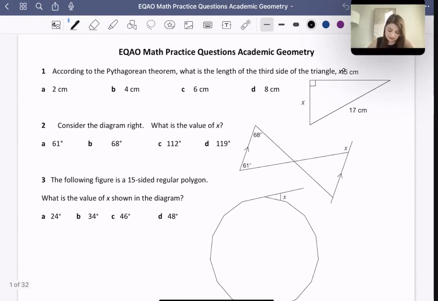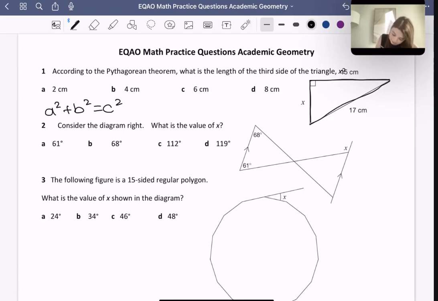It asks, according to Pythagoras' theorem, what is the length of the third side of the triangle? So this would be an example of a question we've perhaps done in middle school, right? It's a little bit before grade 9. So how would we answer this question? Well, we know that Pythagoras' theorem is a squared plus b squared equals c squared. And in this case, we have a squared. We don't have b squared, but we do have c squared.